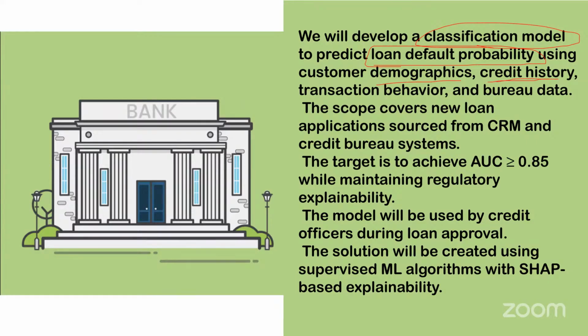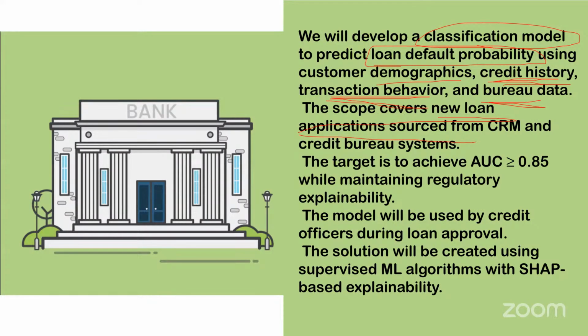Credit history is one of the important things, right? Credit history: how many loans he already has from different banks, what credit cards he used, and what loans he's carrying, home loan, car loans, all those things. Transaction behavior, right? You guys mentioned this. Based on the historical transactions and bureau data, it is something more sensitive, and this also will be part of our machine learning model. And the scope covers new loan applications, right?